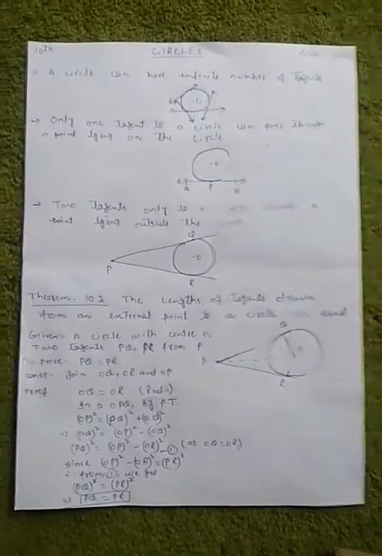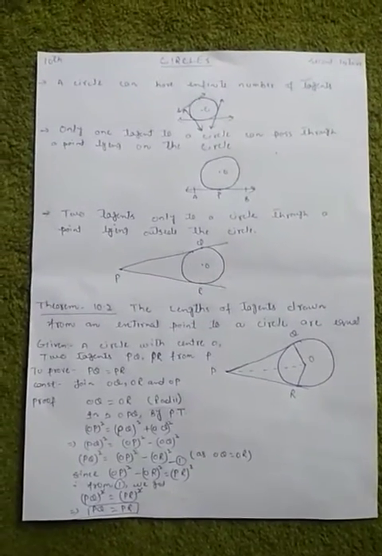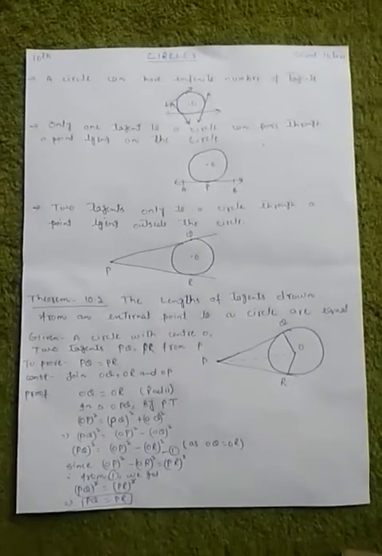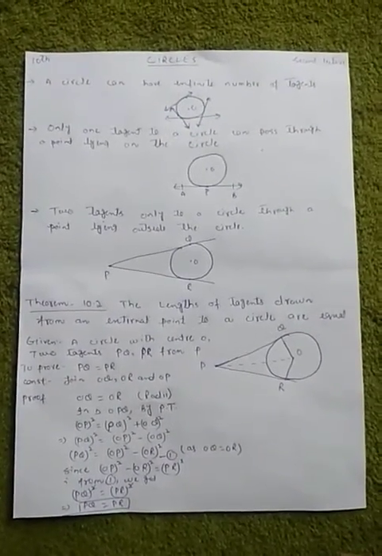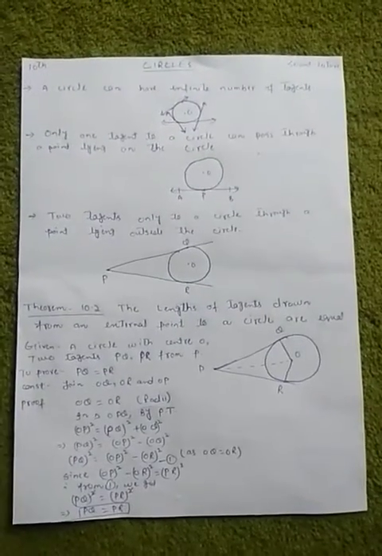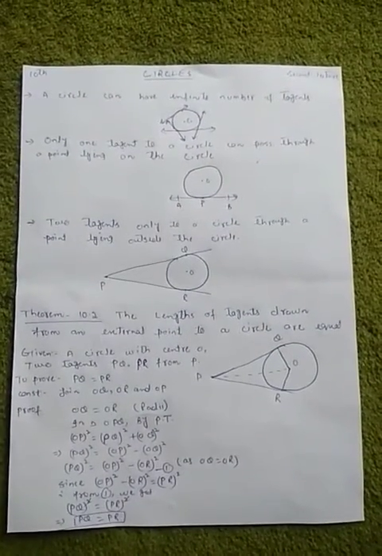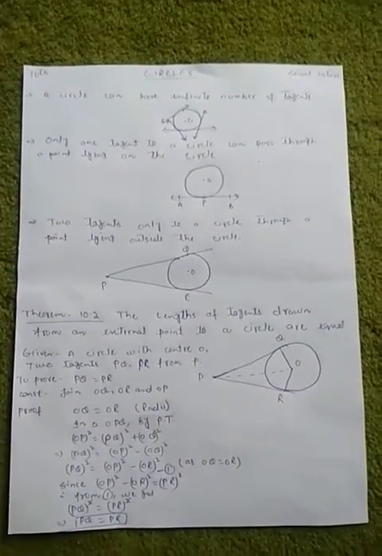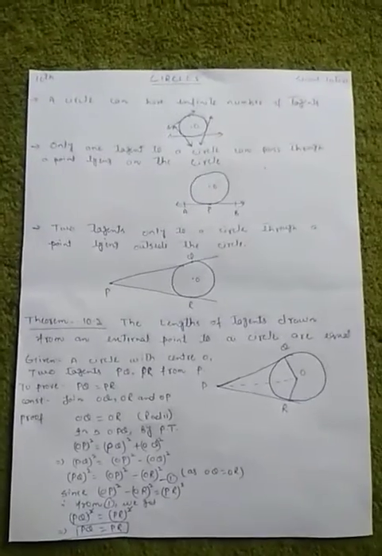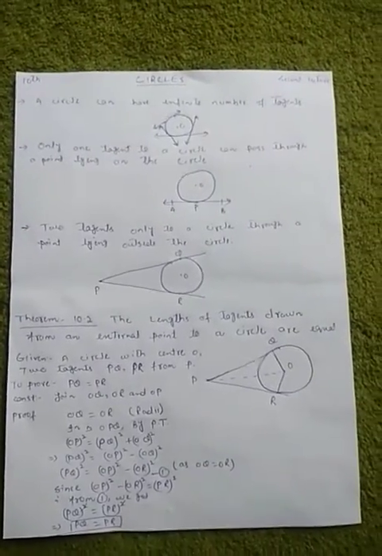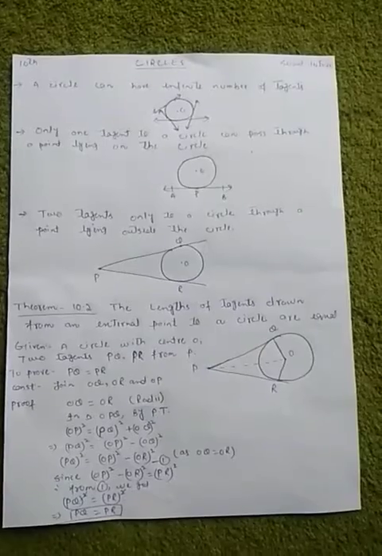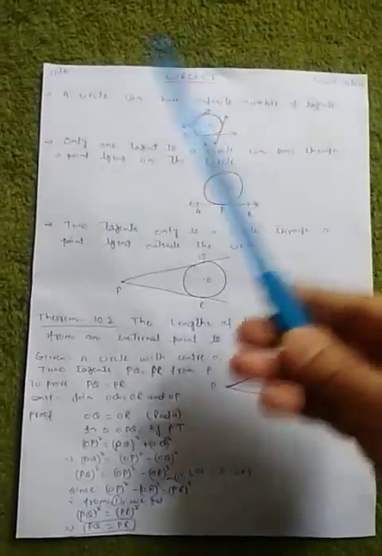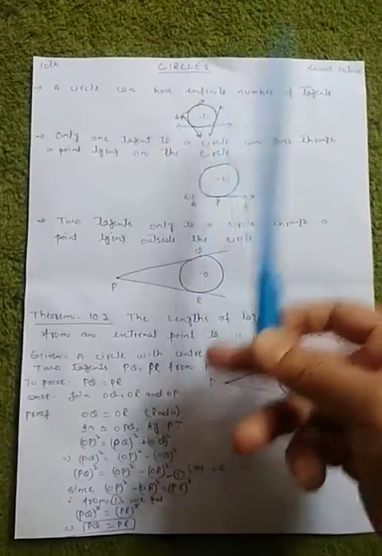I will try my level best to complete this chapter in this lecture. In the last lecture we discussed the secant and the tangent, and we also did a theorem regarding the tangent and the circle. A couple of points I want to mention here: how many tangents can a circle have? The first point is that a circle can have infinite number of tangents.